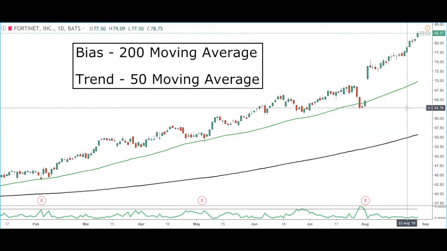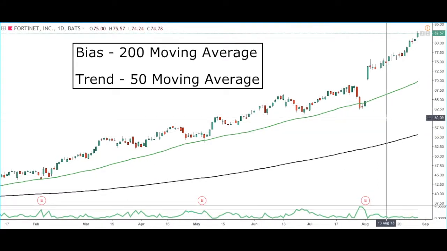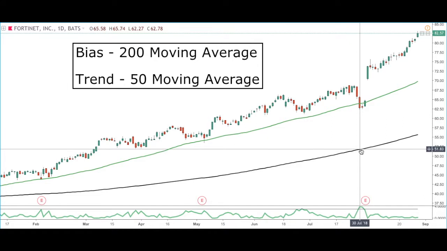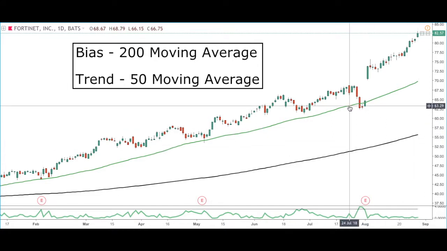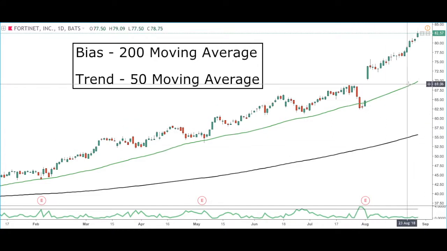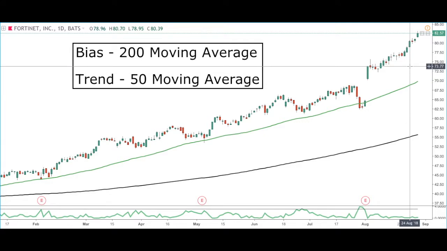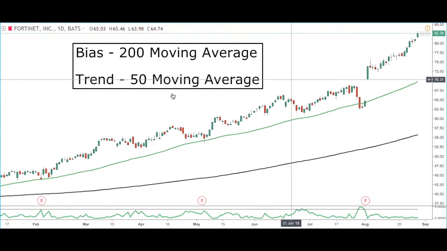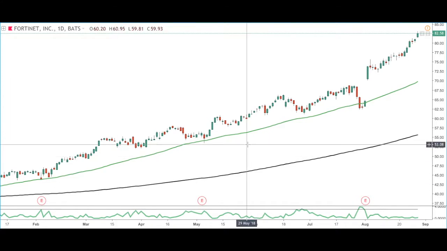Now, at the time of recording this video, it is August 29th of 2018, and we have been in an overall bullish market in the stock market. Therefore, with price trading above the 200 moving average and the 50 moving average on any particular stock, we would look to consider positions on any stock that is looking like this due to the fact that we are in a bullish market.